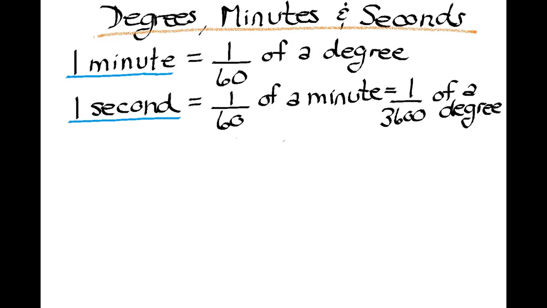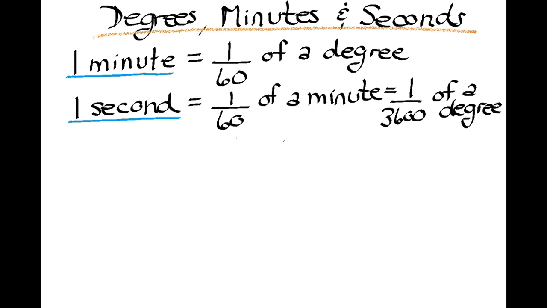Hi all, in this video we're going to talk about degrees, minutes, and seconds. Alright, so a degree is the unit of measure for an angle, but sometimes angles come in units of measure that aren't in whole degrees. So we represent partial degrees using minutes and seconds in a very similar fashion that we represent partial hours in minutes and seconds.